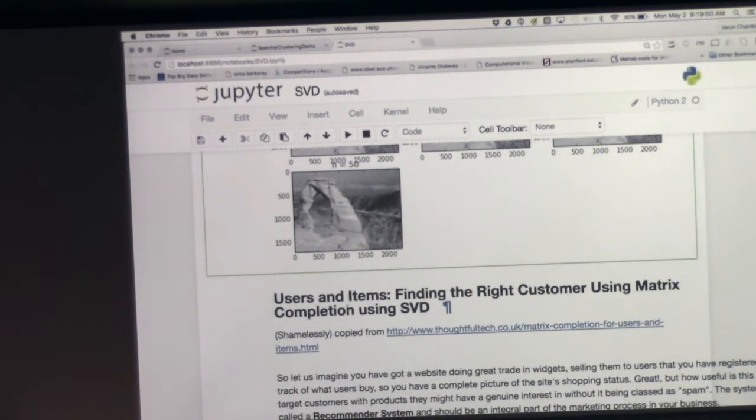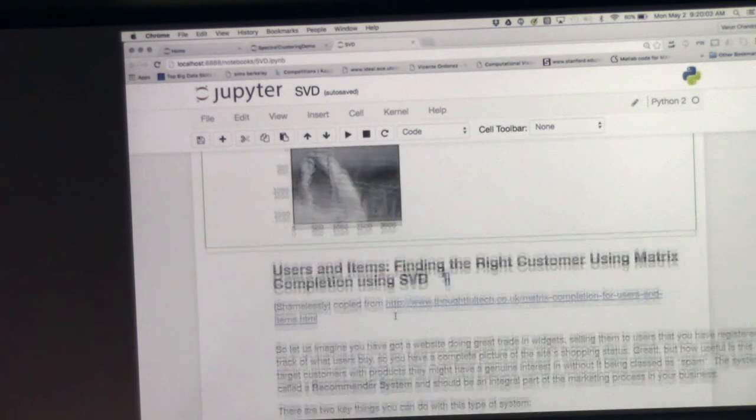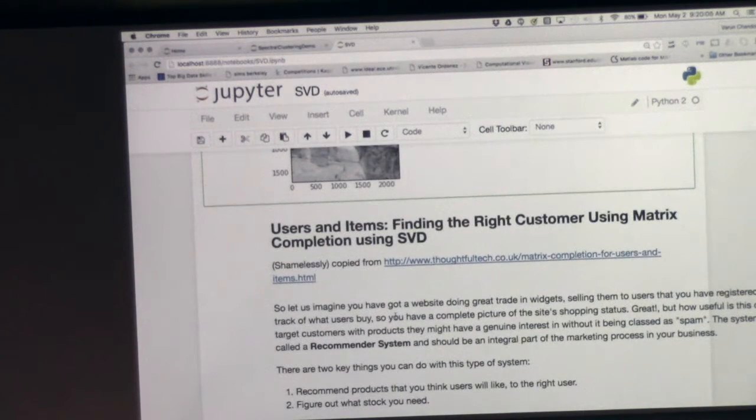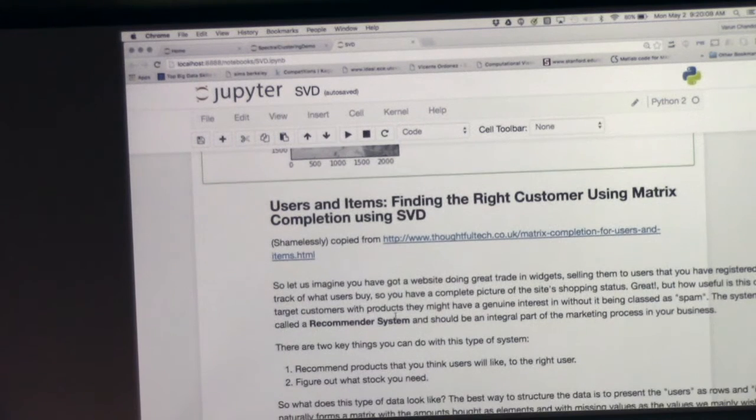You can do it for topic modeling. So if you have text and you're trying to infer hidden topics in the text, you can use it. That technique is called latent semantic indexing. You can also use it for what we call recommender systems. So I'm going to give you a quick overview of how to use it, right?